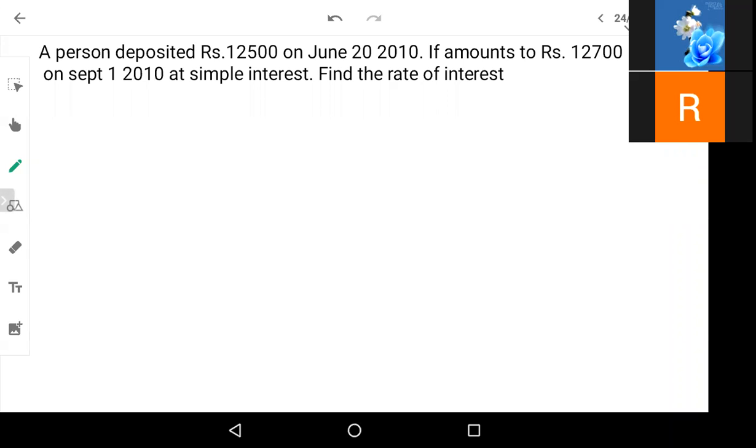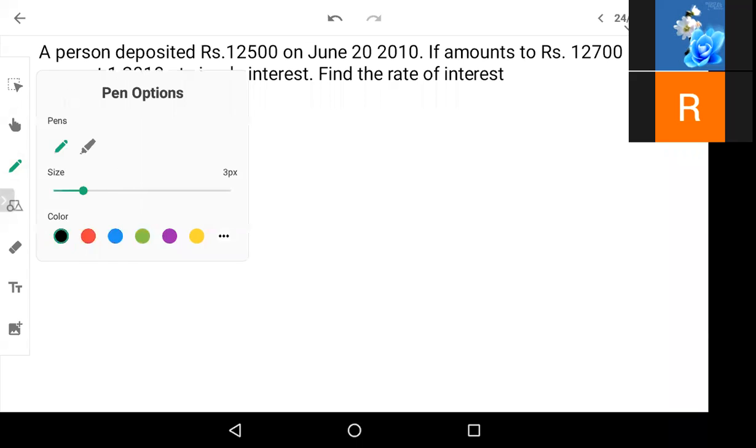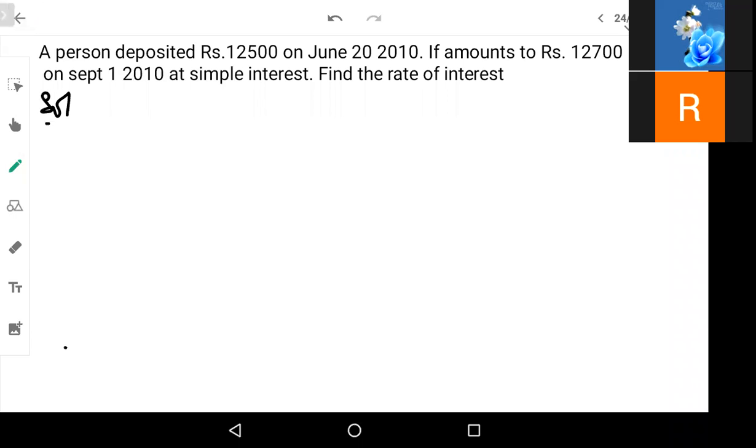Now this is again a rate of interest problem. It's very similar to the previous problem. So let us start solving it directly. Now what is given to us? Principal is 12,500. So a person deposited 12,500 somewhere. Let's say he's put it into a bank account.